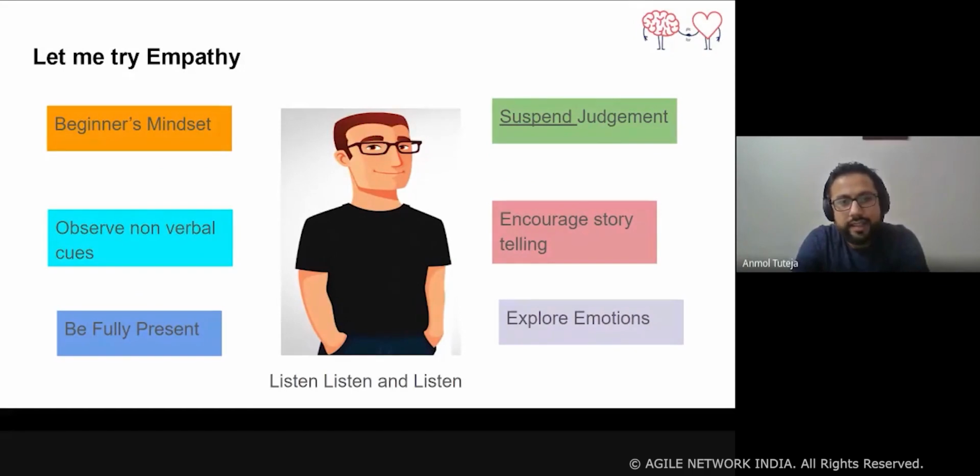So I started reading about empathy, what it meant, what it was, how do I try it. So what I got to know was, we need to have a beginner's mindset. So essentially, when we go and talk to the user, we just forget everything, whatever we taught, whatever knowledge we have about any system, any situation, or any problem. We try to observe the non-verbal cues.